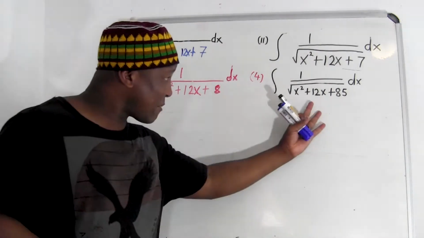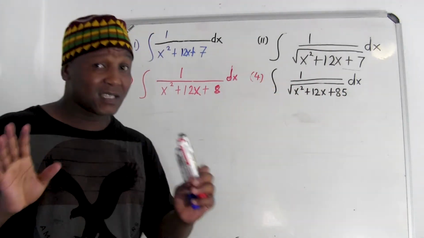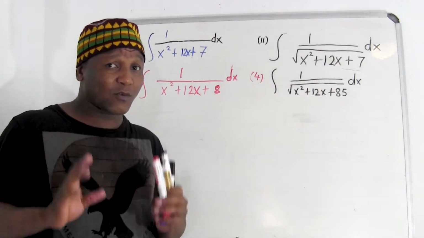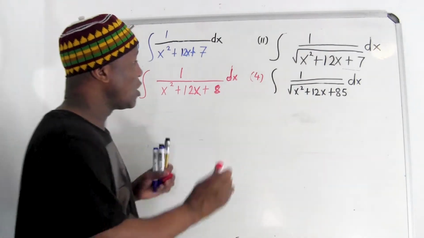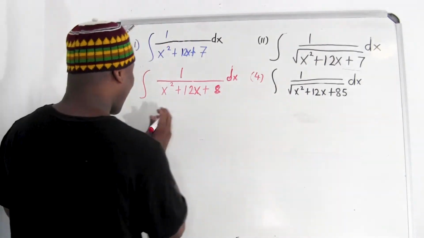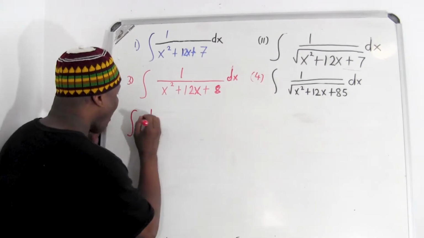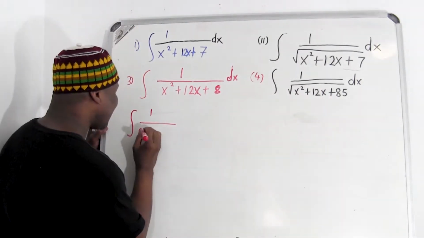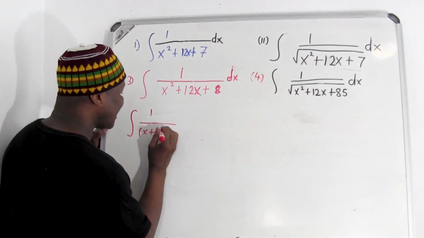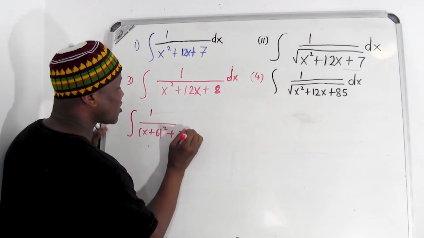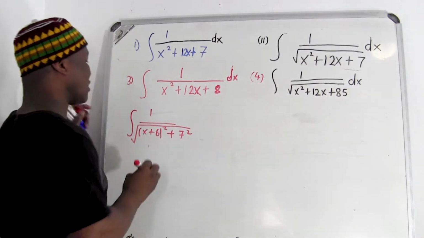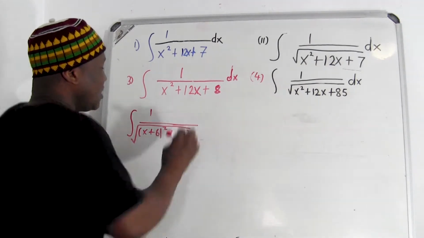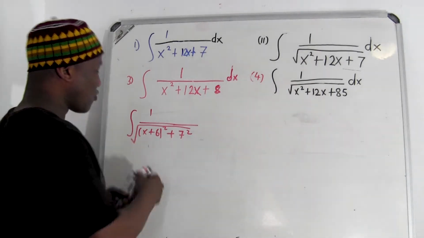So if there is the same thing but there's a root, is different approach. So I'm going to show you the easy way how you can do it. So what you do, we're going to say this is equal to 1, but we already did complete the square. This is x plus 6 square plus 7 square. And then you write your root.